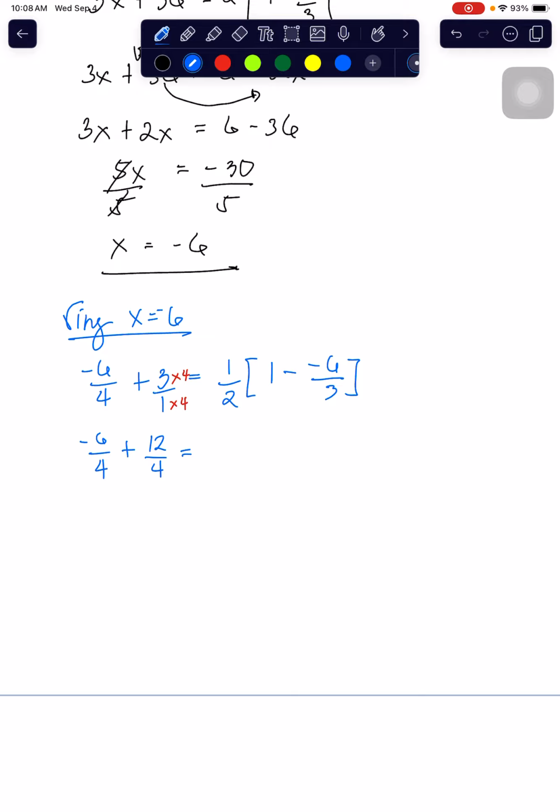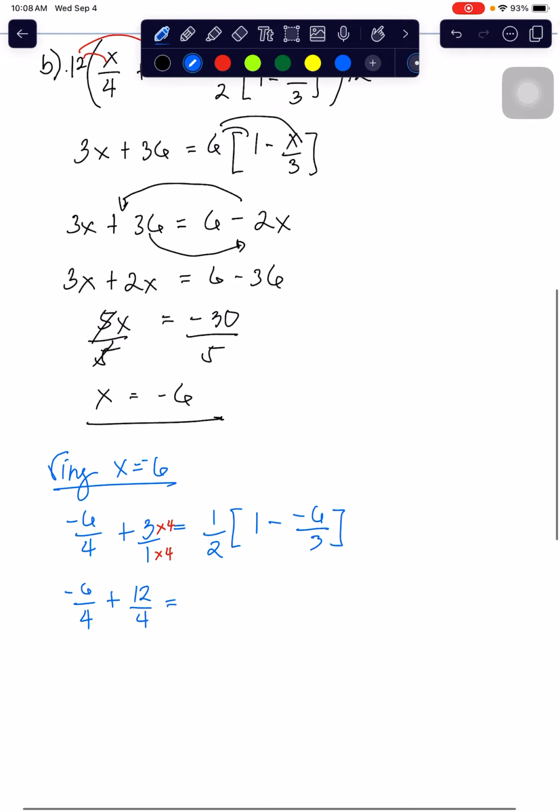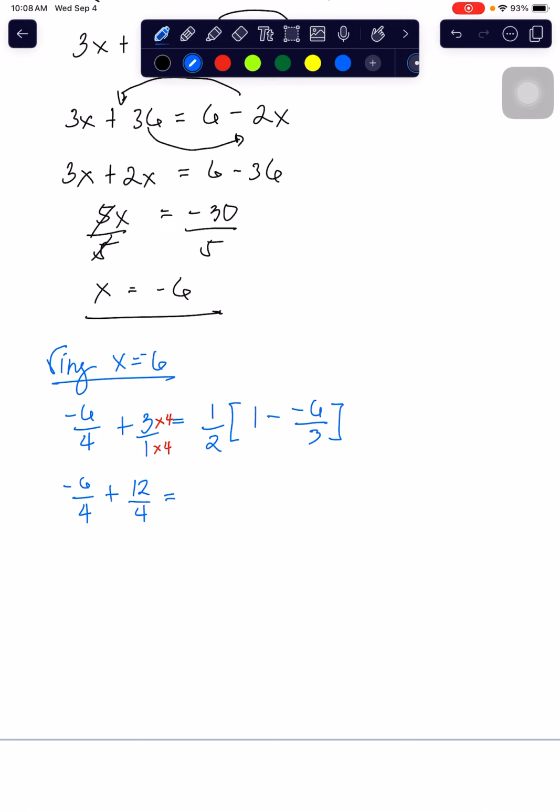Let's distribute 1 half first. Oh no, let's solve what's inside the bracket first before we multiply that. So 1 minus negative 6 over 3. By the way, negative 6 over 3, we do know that that is, let me just erase this. That's a negative 2, right? Negative 2. And 1 minus negative 2 is we get a positive 3. Okay? Because we have to change the sign of the subtrahend and proceed to addition. So that's how we got 3.